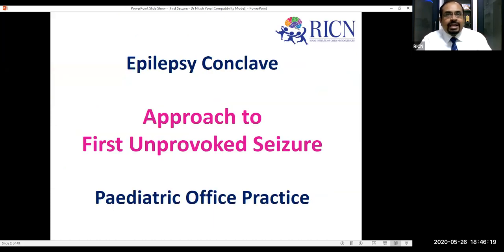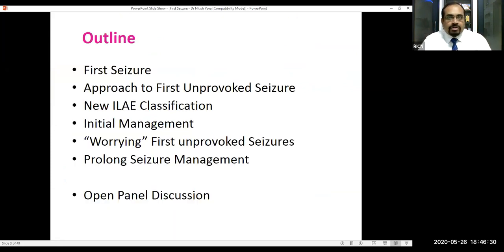So I'll be talking mainly on approach to first unprovoked seizure. It will start from some basics to advanced, and we'll try to cover it in 20-25 minutes. It will cover febrile seizure, something on first seizure, approach to first unprovoked seizure, something very basic on the new ILAE classification, which will be discussed in detail by Dr. Udani sir tomorrow, initial management of first seizure and how we progress from there. Very importantly, which are the worrying first unprovoked seizures? Very briefly on prolonged seizure management, also including use of midazolam nasal spray. And of course, at the end, it will be an open panel discussion.